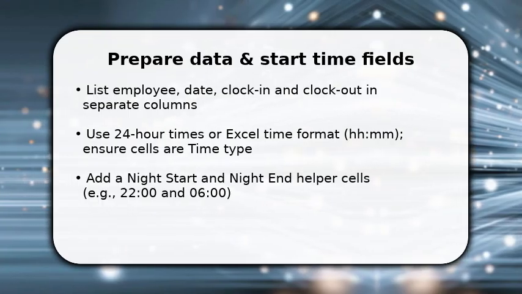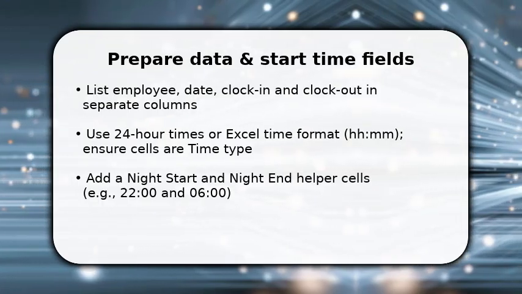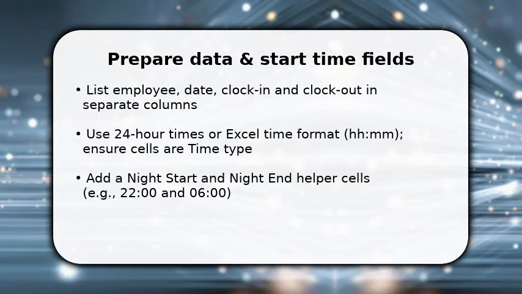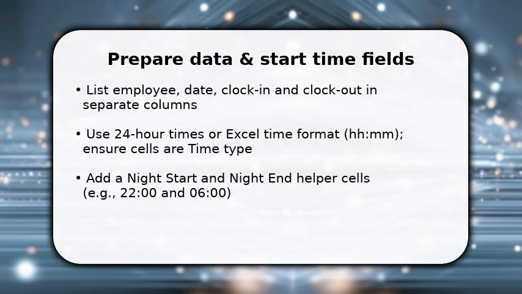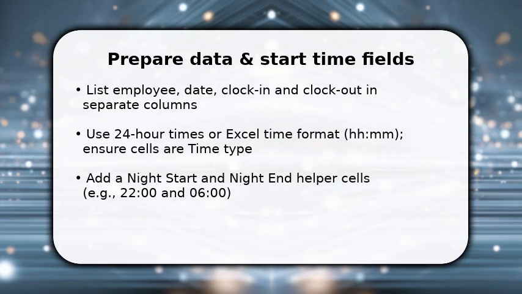Once done, normalize overnight shifts by treating clock out earlier than clock in as next day. We'll add 1 day to those clock out values. Make sure to reference the helper cells with absolute refs, so formulas stay consistent.